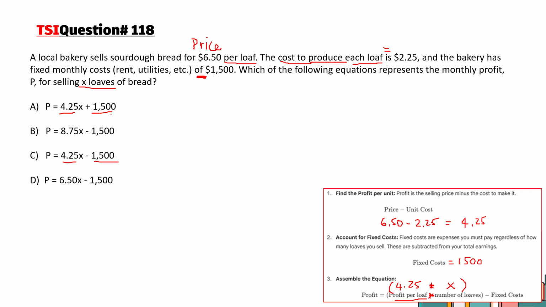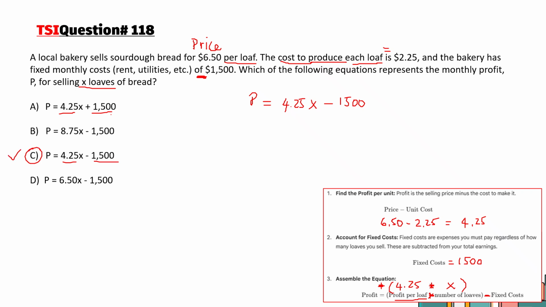But you have to subtract the fixed cost because that is the part of losing. Earning is positive. This is positive right here. And then losing money, that is minus. Okay, so you will have 4.25x minus 1,500. This is the net profit, the final profit you will get, or the money you will earn. So C is the correct answer.